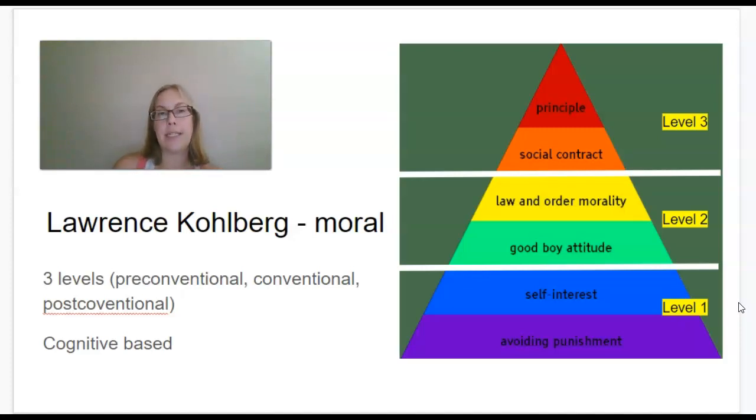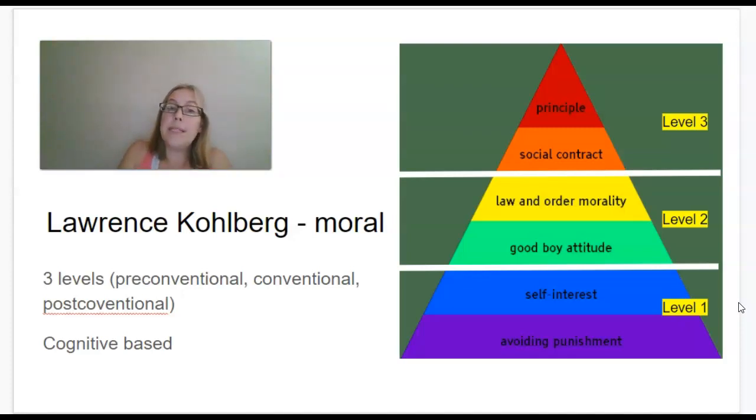And then we start connecting to society's rules and regulations. So maybe he is going to save his wife. He is going to steal because he has a marriage with his wife. And that's really important to him. So that's kind of looking at an aspect of level 2 with law and order, morality.